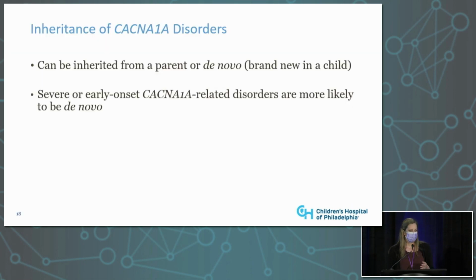So CACNA1A disorders and the genetic changes that go with them can be inherited from a parent, or they can be de novo, which means it's brand new in a child. It's not been seen in any other family member before. This usually means that there was a change in one egg cell or one sperm cell that became that new child. The severe or early onset CACNA1A disorders are more likely to be de novo. They're less likely to be inherited through families.